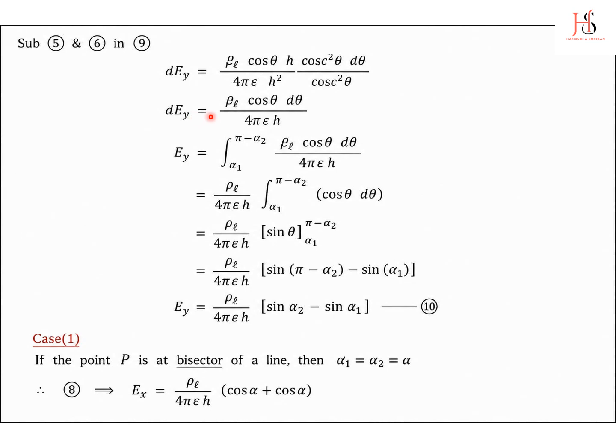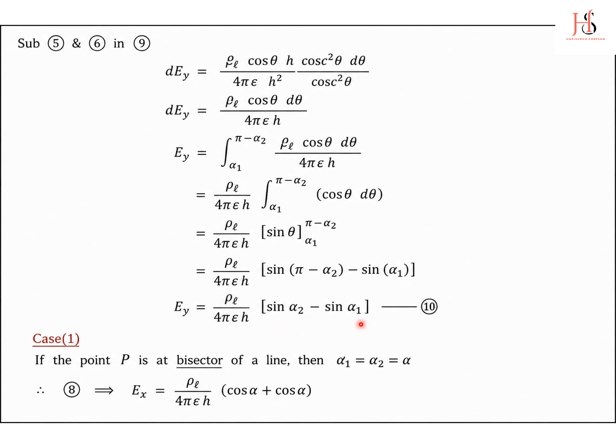Therefore, this differentiation will become integration on the right hand side. So Ey is equal to integration from alpha 1 to pi minus alpha 2 of rho l cos theta d theta divided by 4 pi epsilon h. Now rho l divided by 4 pi epsilon h is treated as constant. So the integrand term will only be cos theta d theta. So integration of cos theta is nothing but sine theta. Now you apply the limits, and therefore you will be getting Ey is equal to rho l divided by 4 pi epsilon h into sine alpha 2 minus sine alpha 1.